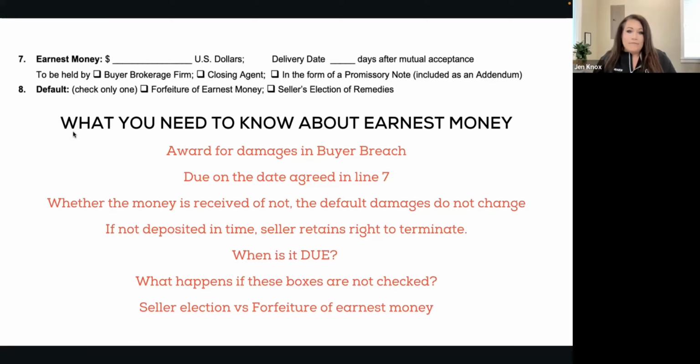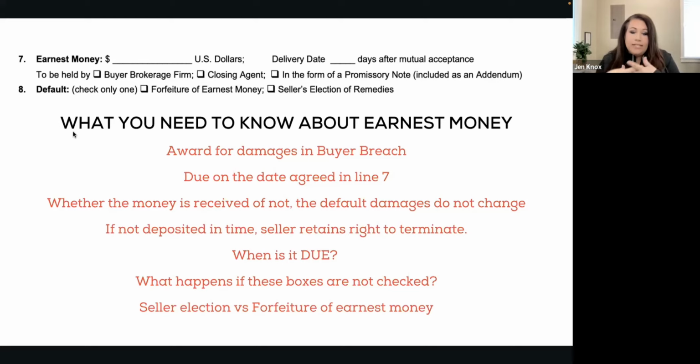Now, for the earnest money itself, there's no real right answer when it comes to how much earnest money we can put in there. It's all going to depend on the contingencies that are in the contract, the closing time. It's just going to be dependent on each contract individually.